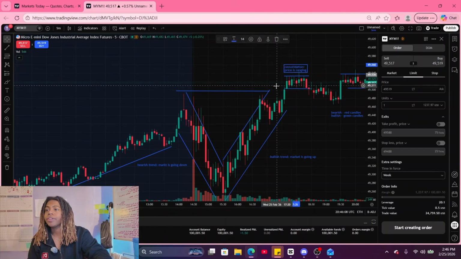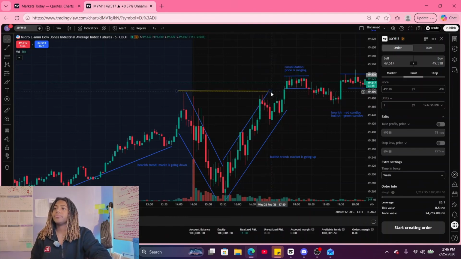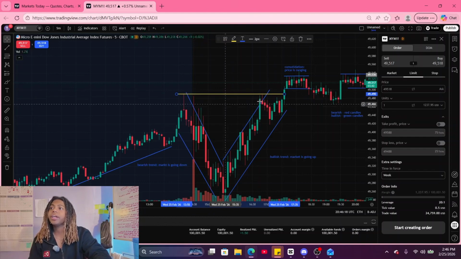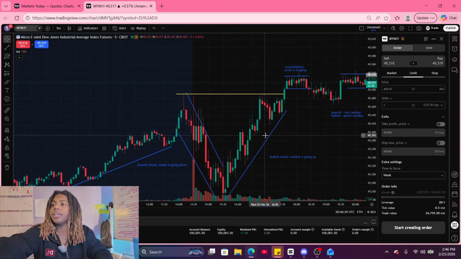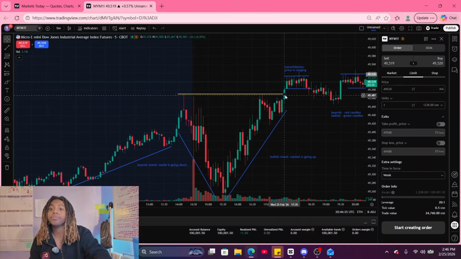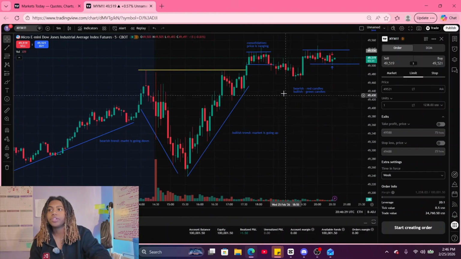So it's consolidation over here. This line right here is breaking above the most previous high. The most previous high was right here. We can delete these. The most previous high was right here, and price broke above that. So that is giving me more confirmation of this bullish trend.